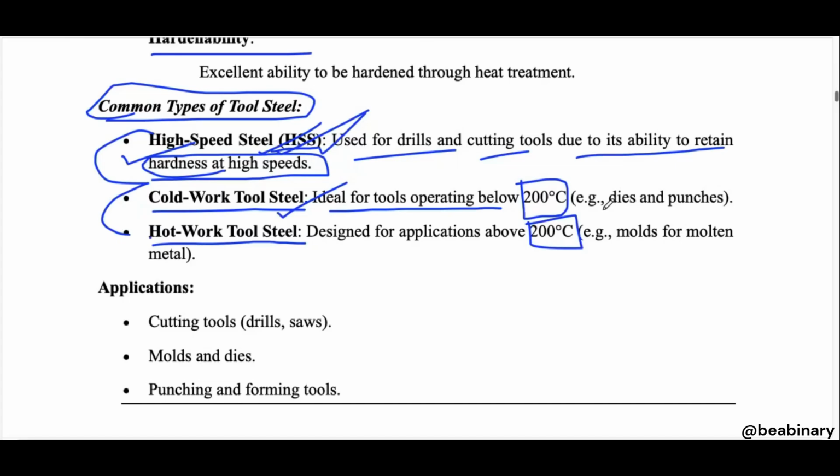These are examples. If we talk about dies and punches, they do not have more and more heat, because less heat is required during this process. So they require less heat, and we can say they are cold work tool steels, right? If we talk about hot work steel, it means they have more temperature. The temperature limit is 200 degrees C. If they do not exceed 200 degrees C, it means they are cold work tool steel. And if they exceed 200 degrees C during the process, it means they are known as hot work tool steel.